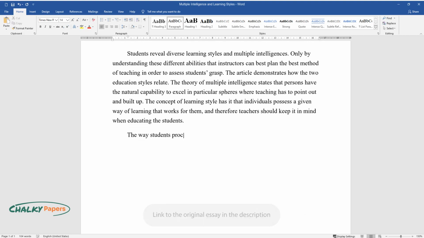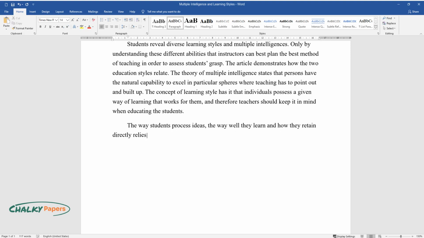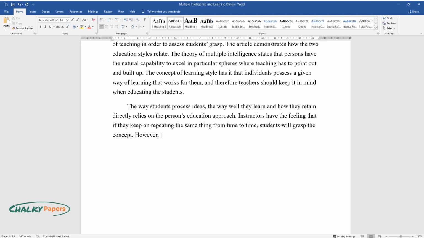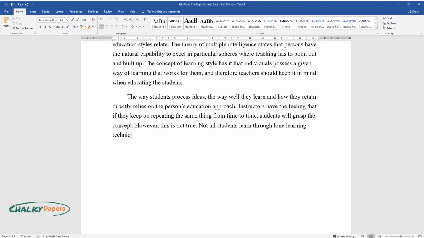The way students process ideas, how well they learn and how they retain directly relies on the person's education approach. Instructors have the feeling that if they keep on repeating the same thing from time to time, students will grasp the concept. However, this is not true. Not all students learn through their own learning techniques, as they do so best through various ways.